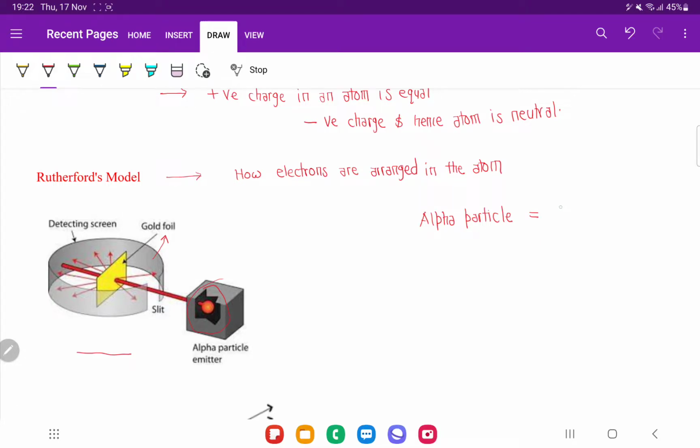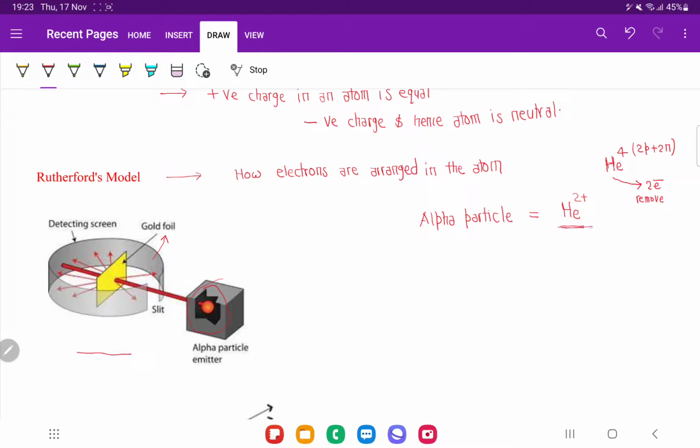Actually, an alpha particle is like a helium nucleus. In a helium atom, 2He4, you have two electrons, two protons and two neutrons. If from this helium atom you remove two electrons, and electrons are negative charge, then it will give positive charge, because you removed two negative electrons, so two positive charges will come on this helium. So this is like He4, a helium nucleus. Alpha particles are like helium nucleus.